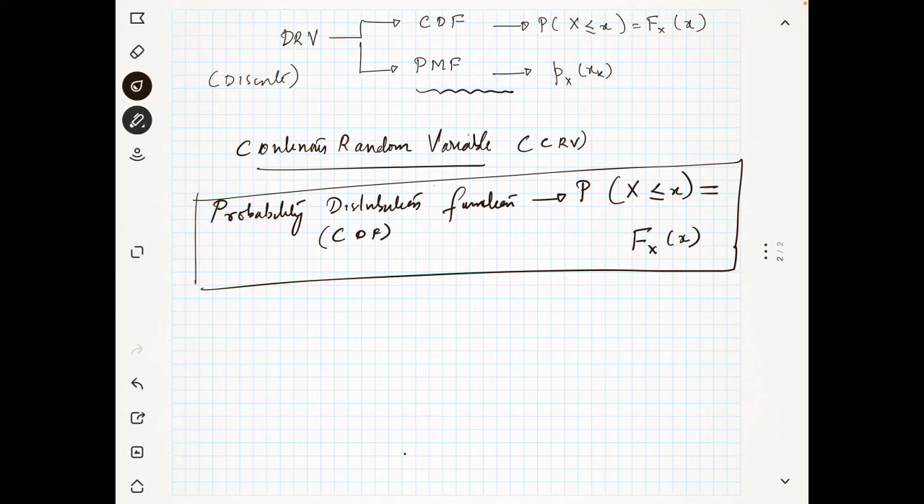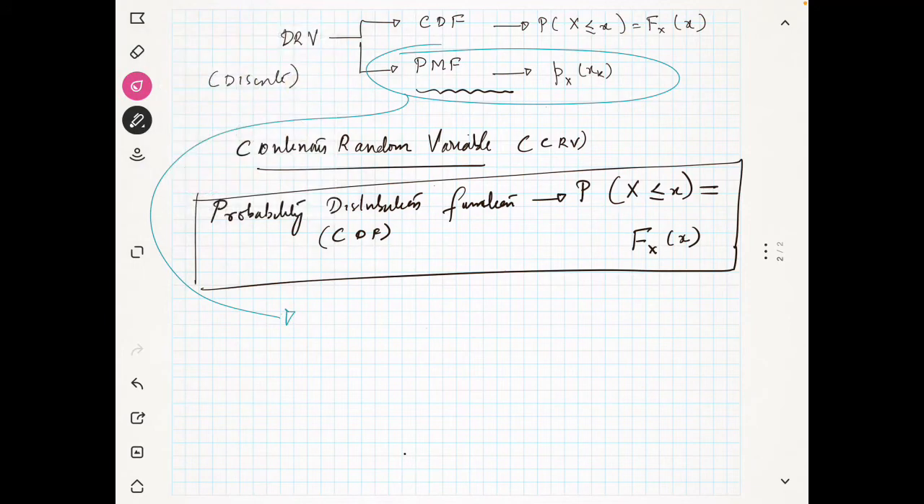So what I want to tell is that instead of the probability mass function, in the continuous random variable we have something different, which is known as the probability density function. That means it is defined as f small x, fX of x. So instead of each individual probability, we are defining a function which is a density.